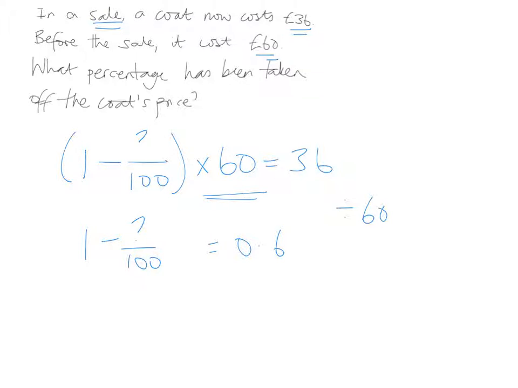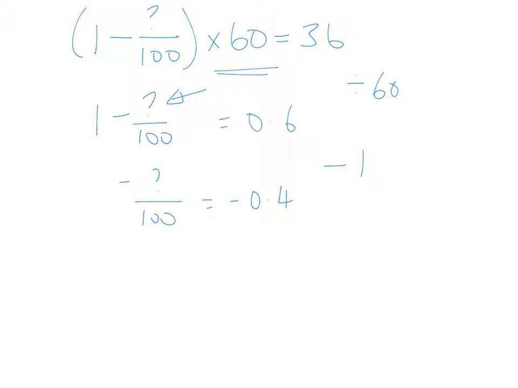So now the question mark is still stuck here. Best thing to now do is minus 1 from both sides. So I'll have minus question mark over 100 equals minus 0.4. And the reason that I want to minus that 1 is, again, I'm trying to get the question mark all on its own, so I have to start undoing everything that's already been put in there. You might be able to see what's going to happen now.